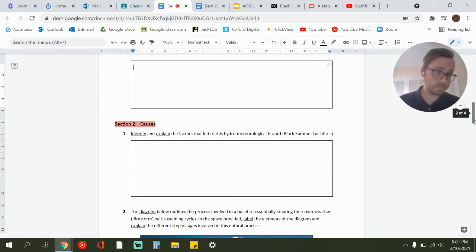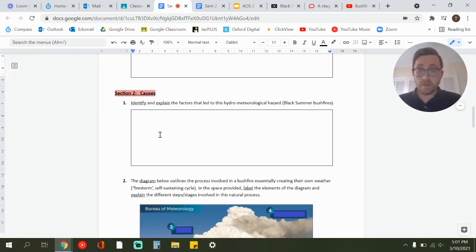Section 2, causes. So what you need to do is identify the causes and explain the factors, so those causes, that led to this hazard actually occurring. So what started the bushfires? What made it go from a tiny little ember into a massive fire, from a hazard into a disaster?